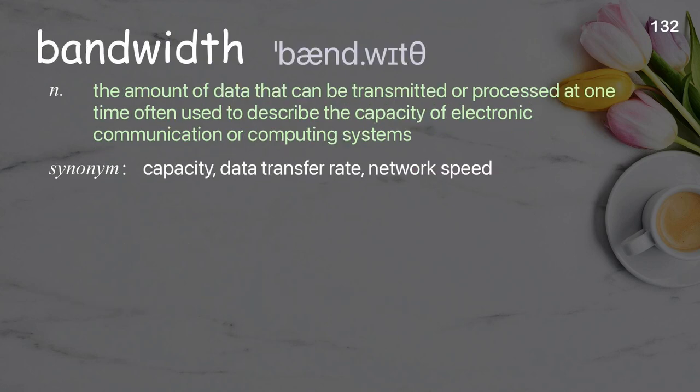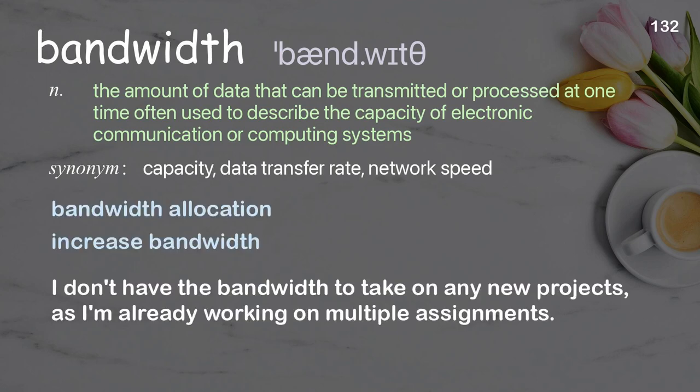Bandwidth: the amount of data that can be transmitted or processed at one time, often used to describe the capacity of electronic communication or computing systems. Examples: bandwidth allocation, increase bandwidth. I don't have the bandwidth to take on any new projects, as I'm already working on multiple assignments.